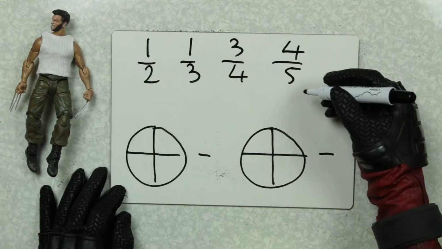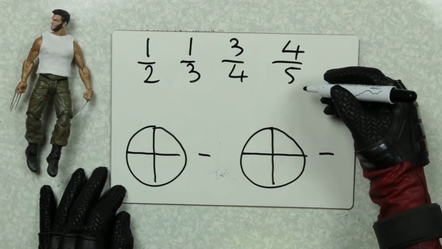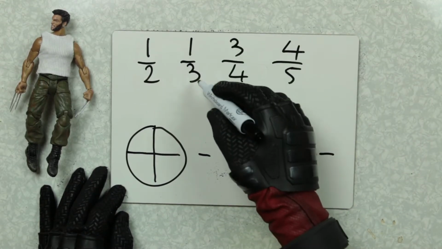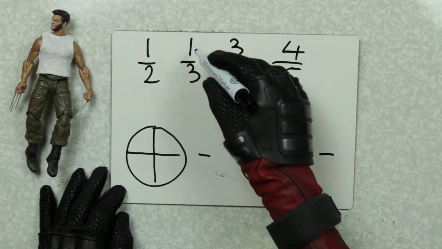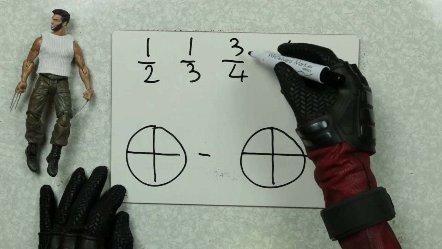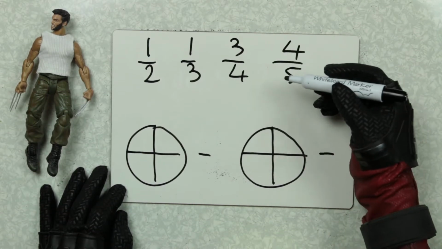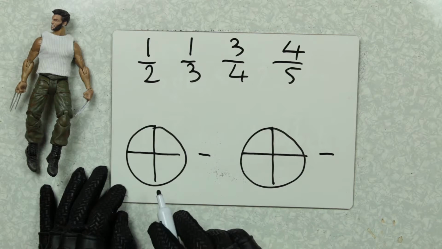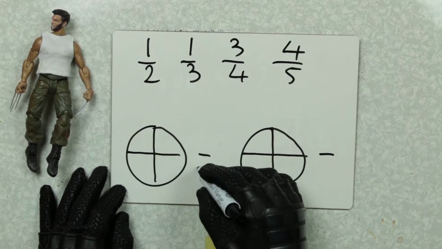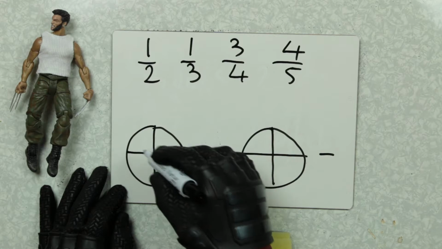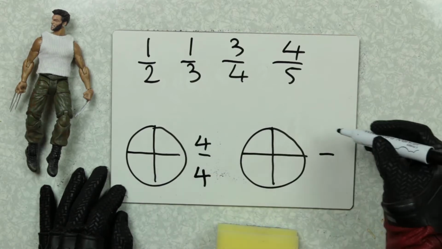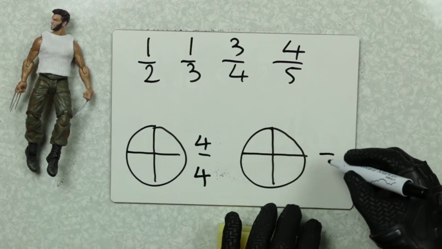The denominator is how many parts a whole one is divided into, and the numerator is how many of those parts we have. So here, we've divided our whole one into 3, and we have one of those. In this one, we've divided it by 4, and we have 3 parts, and so on. Let's look down here. Here, we have something that we've divided into 4. So our denominator is going to be 4. And we have 1, 2, 3, 4 parts. 4 over 4.